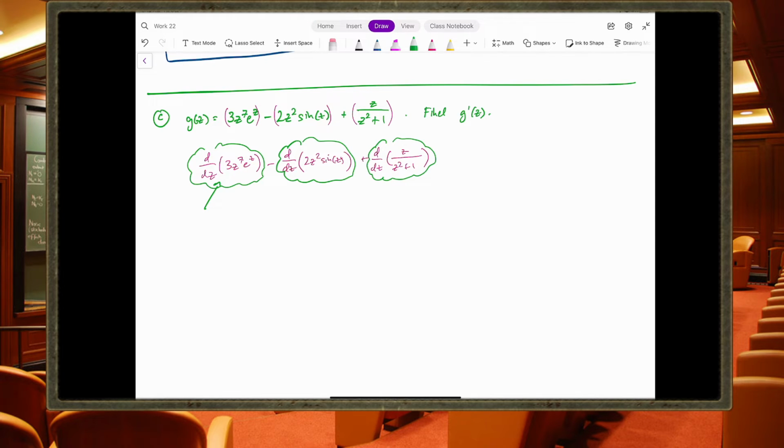So what's the derivative of just this function? Forget about the rest of the problem. Well, I have a product rule here. I have a product of 3z to the 7 times e to the z, is one way to view this. So when I take the derivative of that, it will be the derivative of the first part, which is going to be 21z to the 6th e to the z, plus 3z to the 7th times the derivative of e to the z, which is just e to the z. Okay, so that's the first part.